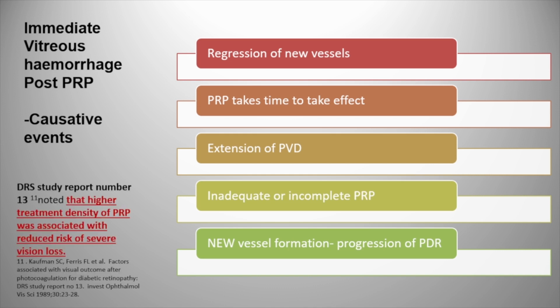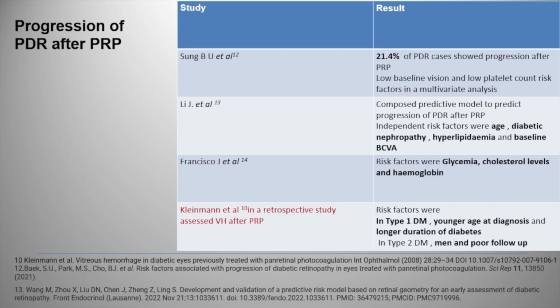DRS report number 13 has shown that higher treatment density of PRP was associated with reduced risk of severe vision loss. There are various studies which have studied the progression of PDR after PRP. They have found that poor systemic control was one of the most important risk factors leading to progression. This includes baseline low visual acuity, diabetic nephropathy, hypercholesterolemia, among other things.